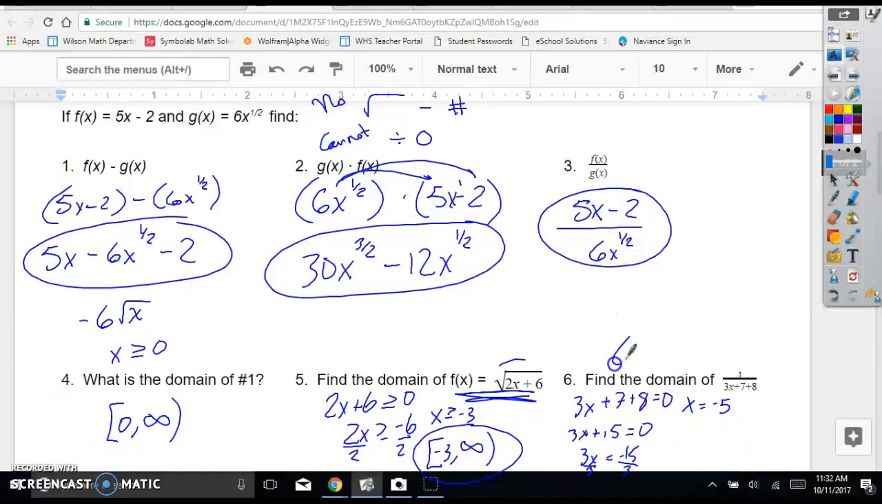So that means x can be anything from negative infinity up to negative 5, and from negative 5 to infinity. So that basically says everything but negative 5 will work.